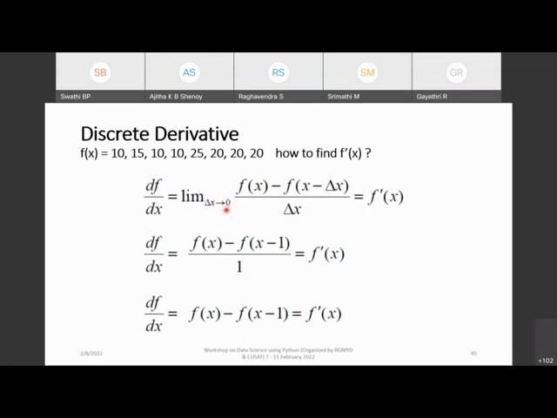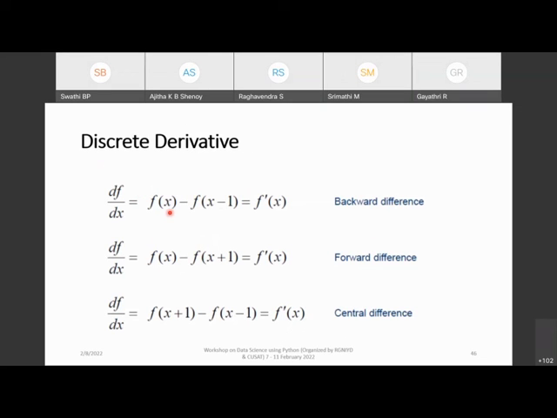So there is no delta x tending to 0 here. Instead of that, you are taking delta x equal to 1 because they are discrete, countable values. So you are counting first value, second value, like that. Therefore, delta x is equal to 1. So f dash x is calculated as f of x minus f of x minus 1. So the derivative is nothing but a difference here. So using difference, you can calculate the derivative of a discrete function.